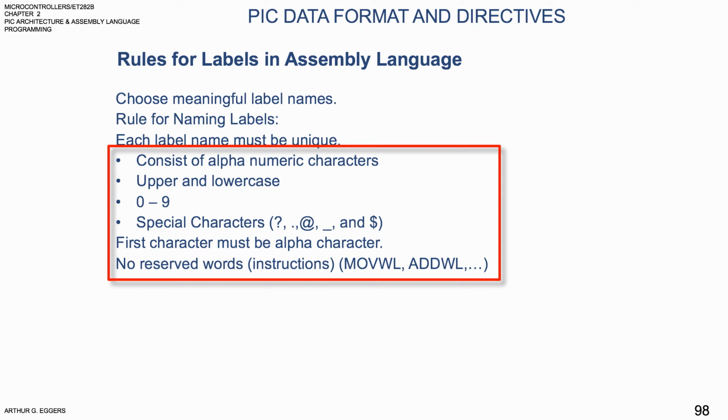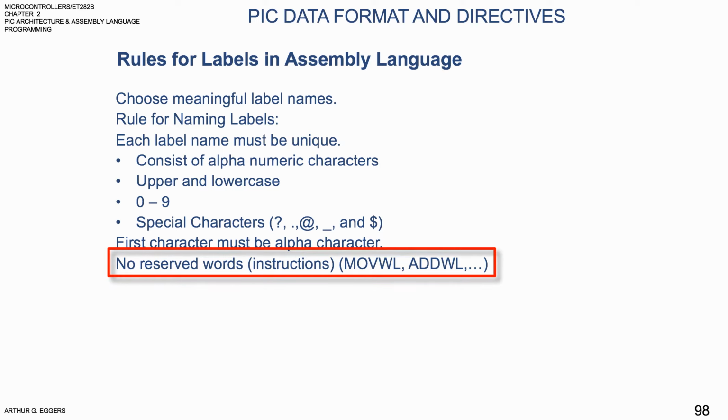Every assembler has some reserved words that must not be used as labels in a program. Foremost among the reserved words are the mnemonics for the instructions. For example, we've seen move WL and add WL. Well, these are reserved because they are instruction mnemonics. In addition to the mnemonics, there are several other reserved words. We'll have to check the assembler list to determine what those other words are.